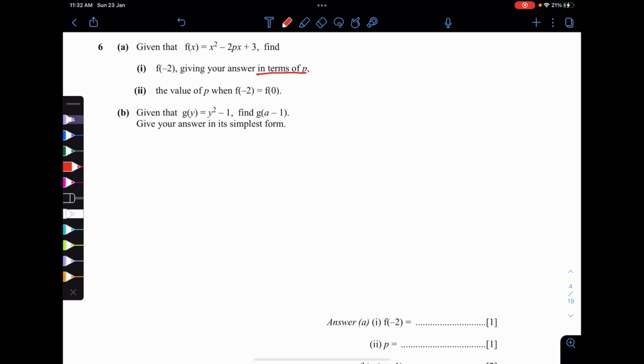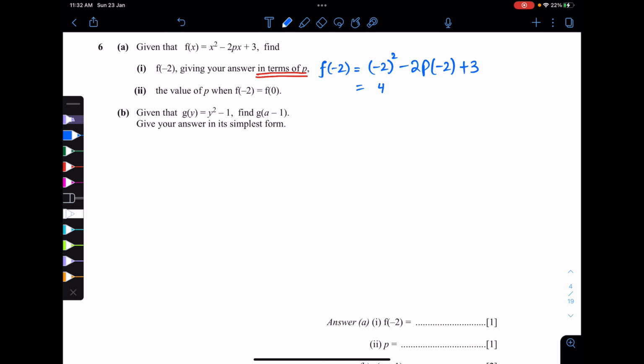Now, these words mean that your final answer is going to contain p in it. Okay, so you will not be able to put any value in place of p. So your final answer is going to contain p. For example, let's do that. So f of minus 2 would be, we go to the function which is x squared and put minus 2 at each place where you find x. So over here, if you see closely, I have put x equal to minus 2 at all the places that we have x. And then you have negative 2 squared would be 4.